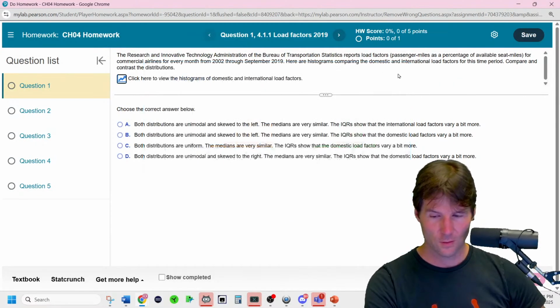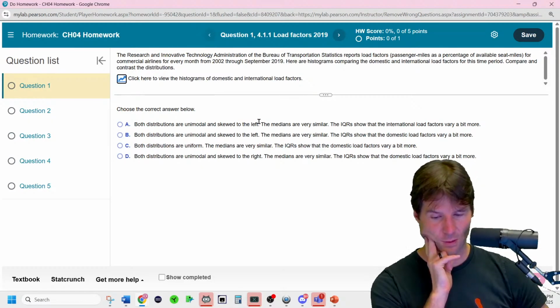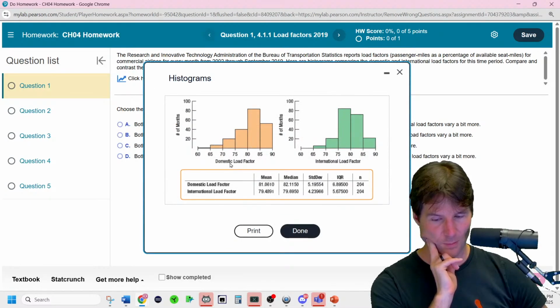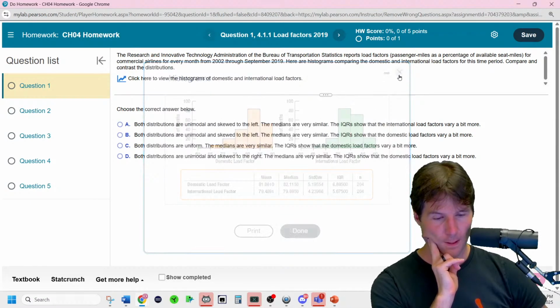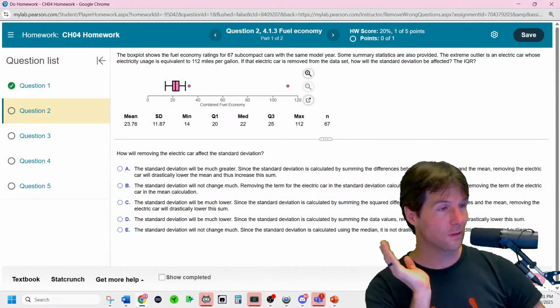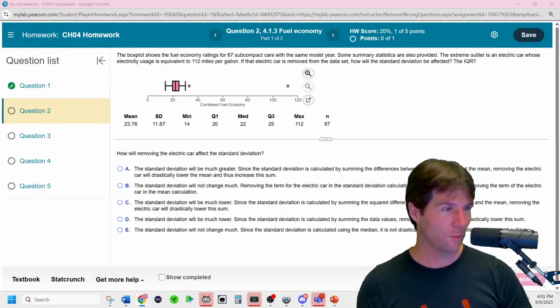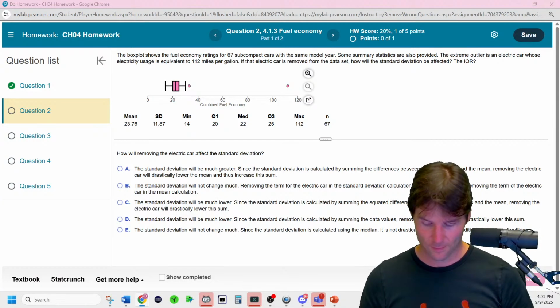So what do they want us to do? Both distributions are unimodal and skewed to the left, so it's one of these two. The IQRs show that the domestic is the one with the bigger IQR. So the domestic has a bigger variation in it. Well, that was easy. Now we get an actual box plot. We get a box and whisker plot right here.